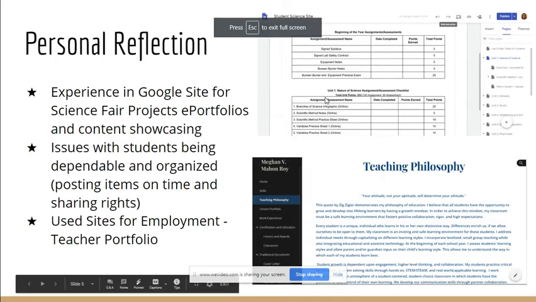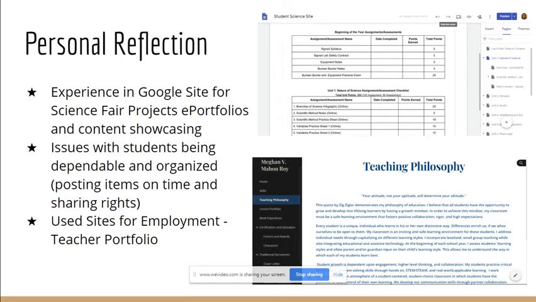My personal reflection for ePortfolios using Google Sites is a positive one. However, I did experience some issues when I did use this. Last year, I used this with science fair projects with many of my students and just showcasing content. This is a picture of how I laid out my class last year. I tried to do a digital portfolio so that students could take it with them for the next year.